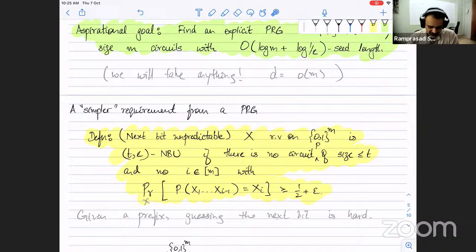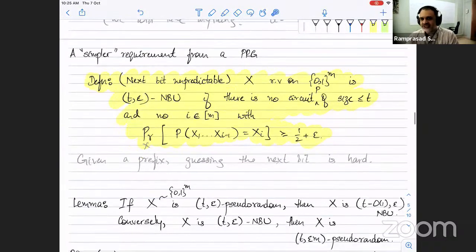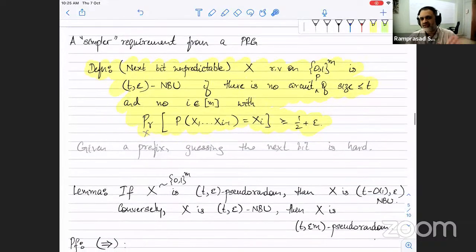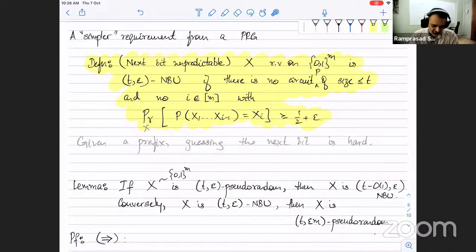But the nice lemma is that these two are equivalent statements if you're willing to lose a little bit on parameters. A distribution is (t, epsilon) pseudorandom, by which I just mean it is epsilon pseudorandom against circuits of size t, it's just shorthand. It turns out that if it is (t, epsilon) pseudorandom, then it is basically (t, epsilon) next bit unpredictable. That hopefully should not be a surprise. But perhaps the more interesting direction is that if you actually have a next bit unpredictable distribution, then it is indeed a pseudorandom distribution. If you can't predict the next bit, the entire sequence should look random.